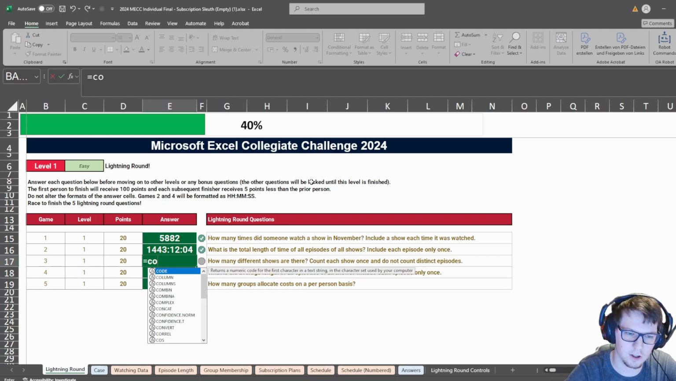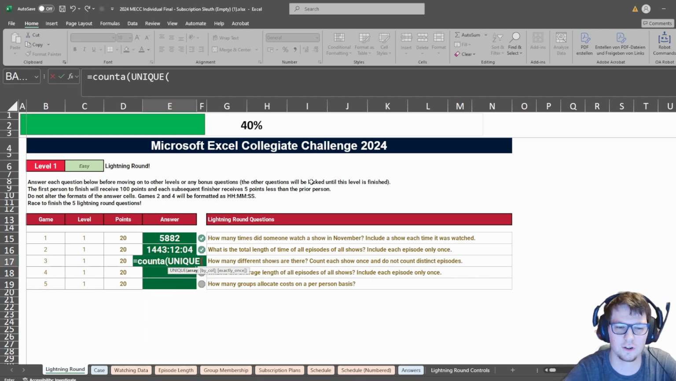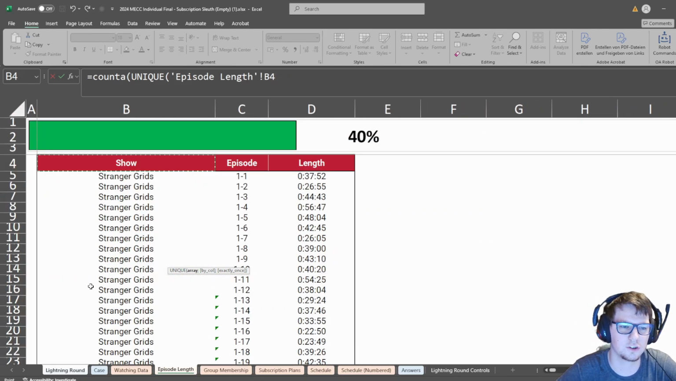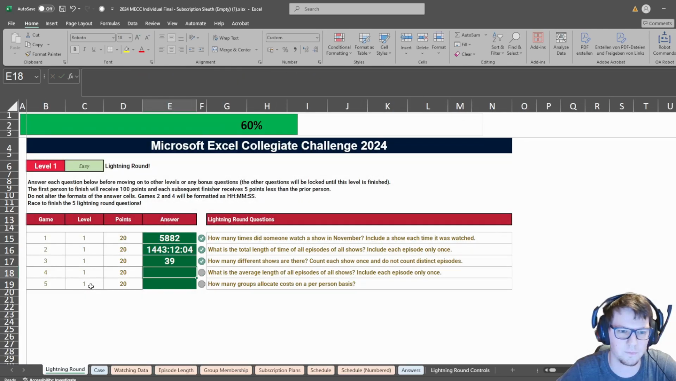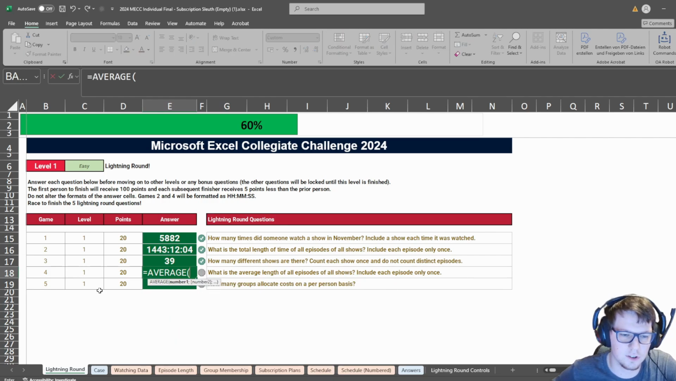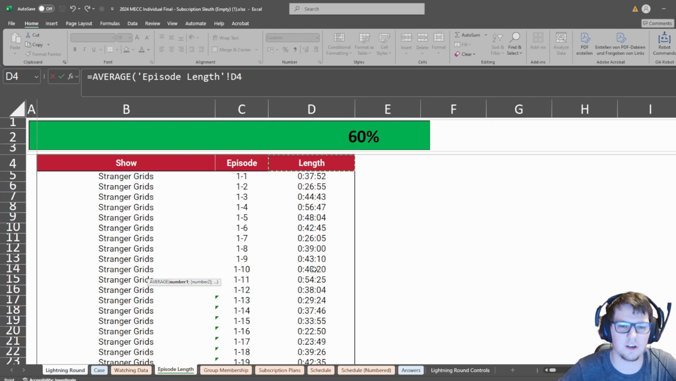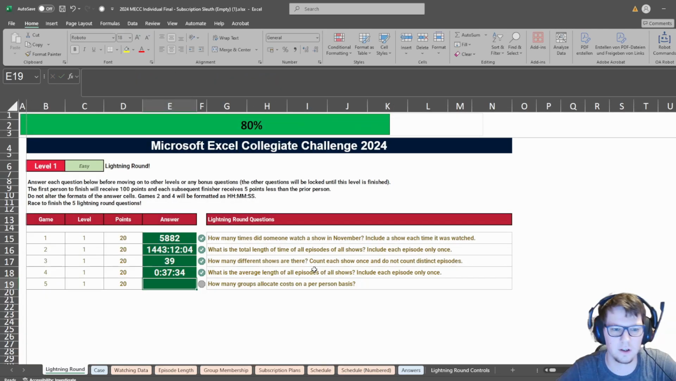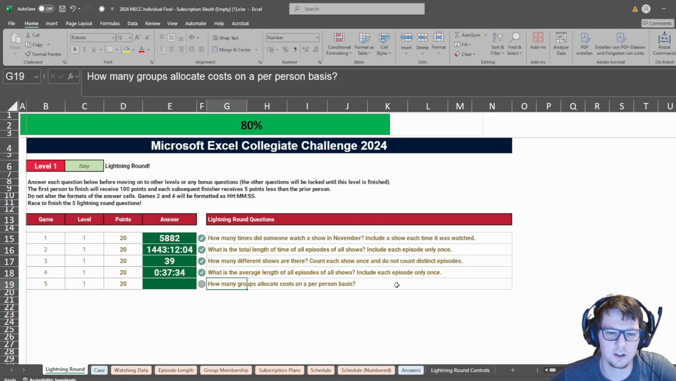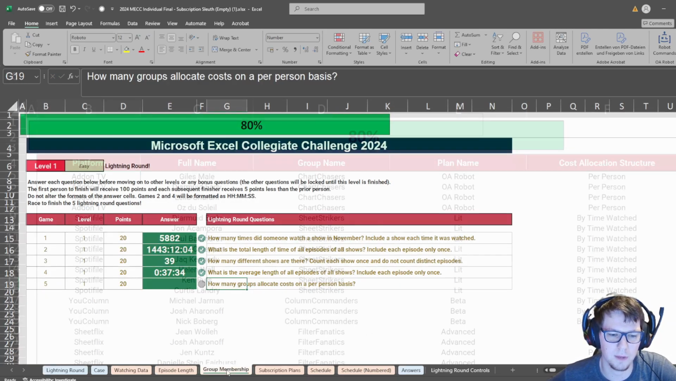This question asks for a combination of two formulas. We want to count each of the unique shows, I think. Yeah. This asks for an average, and the next: how many groups allocate costs on a per person basis.